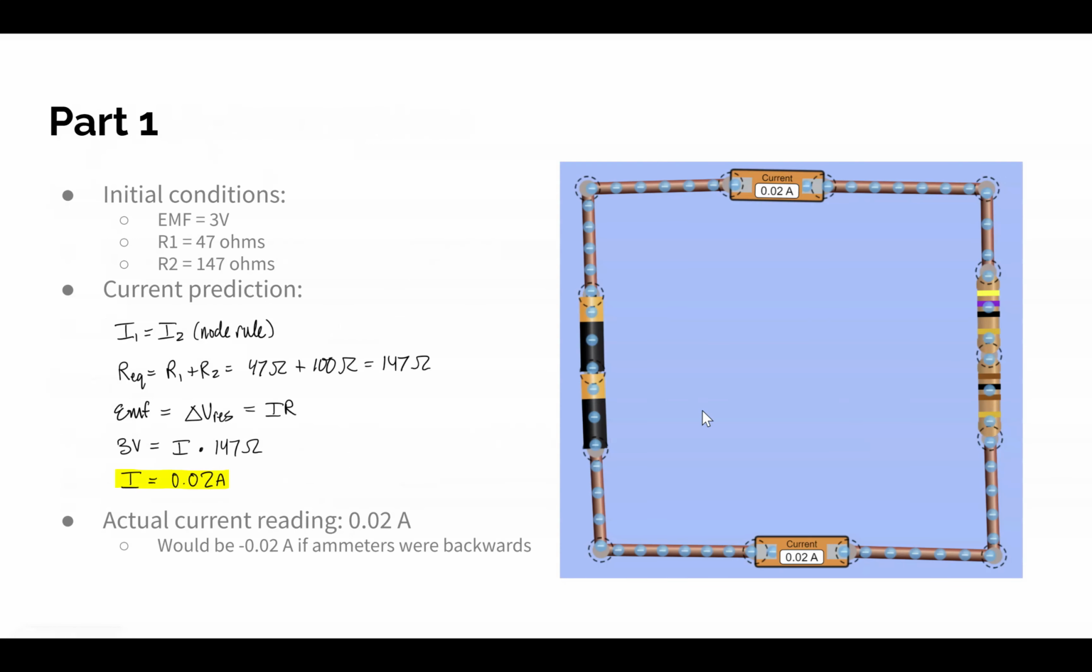So the initial conditions for part 1 are 2 batteries with an EMF of 3 volts, 1 resistor with 47 ohms, and a second resistor with 100 ohms. This should be 100. And so my current prediction work here is using the node rule, and that came out to be 0.02 amps, which matches the actual current reading. And if the ammeters were backwards, this would read negative 0.2 amps.